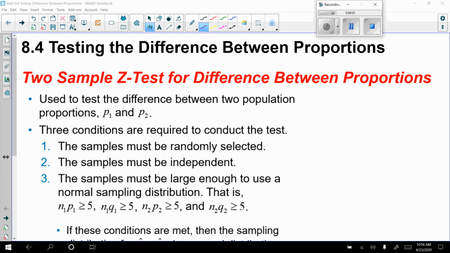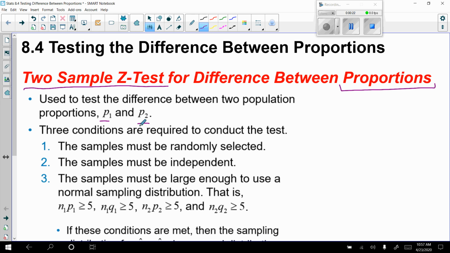In 8.4, we're going to switch from comparing means to comparing proportions. So when we are comparing two different proportions, we can do a two-sample test for the difference, comparing proportion 1 and proportion 2 of the two samples.